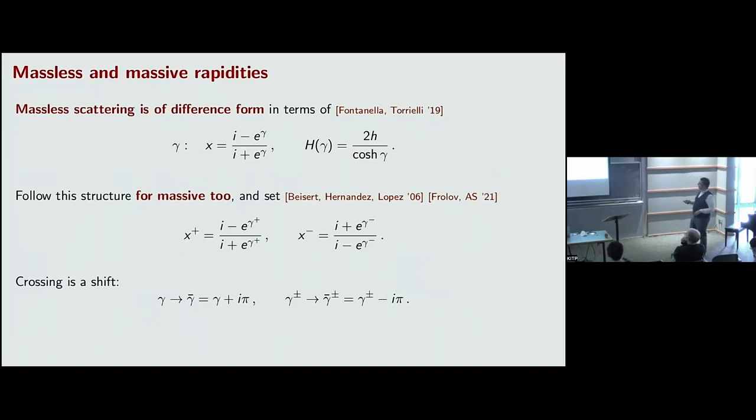So I'm splitting the problem into two parts, one that has to do with the BS phase and one that has to do with these rapidities gamma. The BS phase is sort of inspired from the massive part. The gamma is inspired from the massless part, but I'm sort of mashing them together.